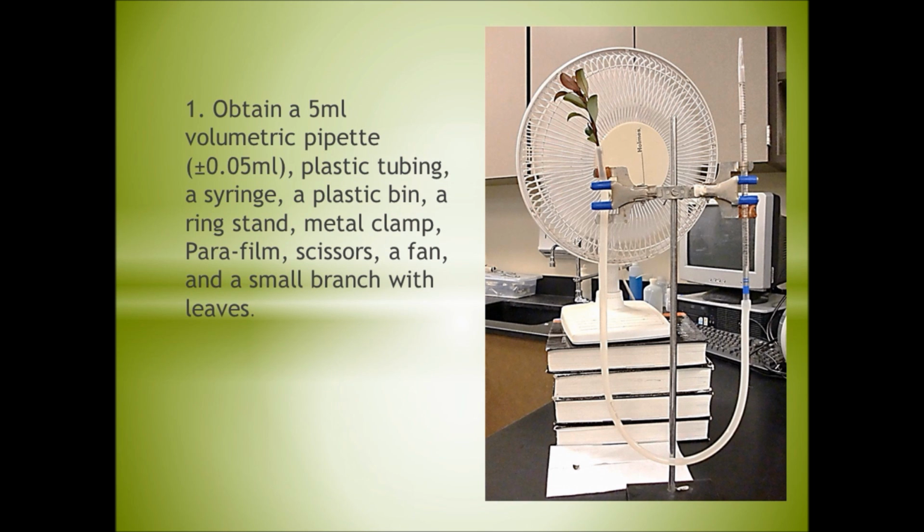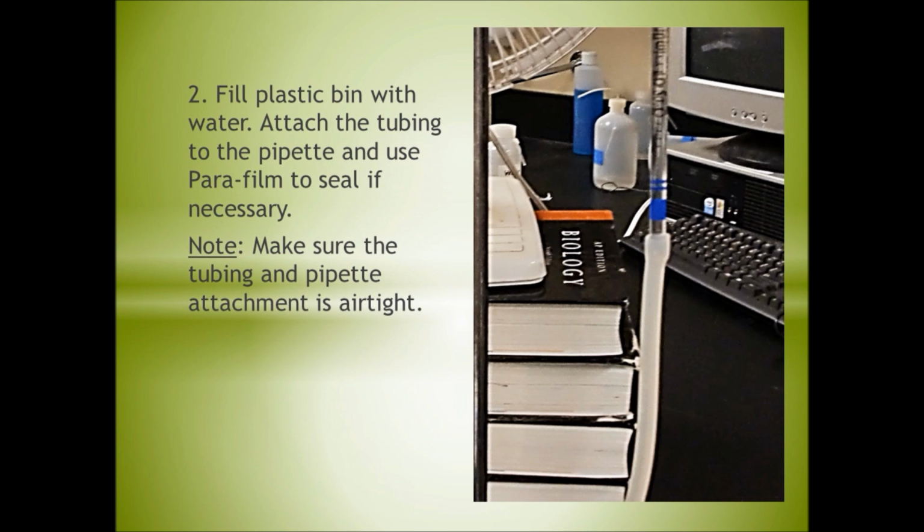Procedures. First, obtain a 5 ml volumetric pipette, plastic tubing, a syringe, a plastic bin, a ring stand, metal clamp, parafilm, scissors, a fan, and a small branch with leaves. Step 2. Fill plastic bin with water, attach the tubing to the pipette, and use parafilm to seal if necessary. Note: make sure the tubing and pipette attachment is airtight.